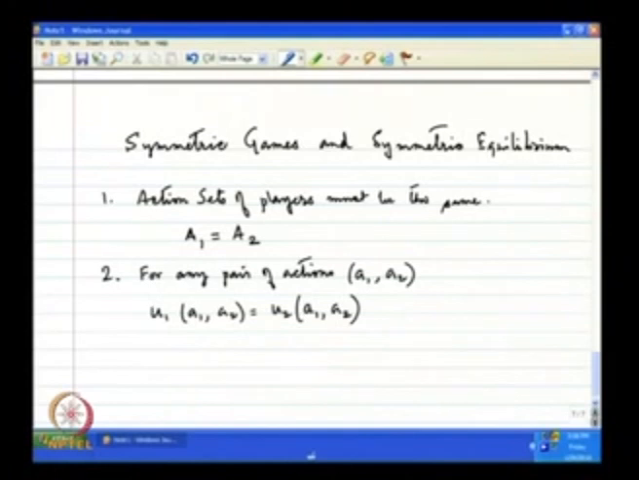So on the left hand side, I have A1, A2, which is the payoff player 1 gets if player 1 takes action A1 and player 2 takes action A2. Now, since the players are indistinguishable, they come from the same population, they have the same preferences, same actions, that payoff must be the same as player 2 gets if player 2 plays A1 and player 1 plays A2. So that is what must also happen.